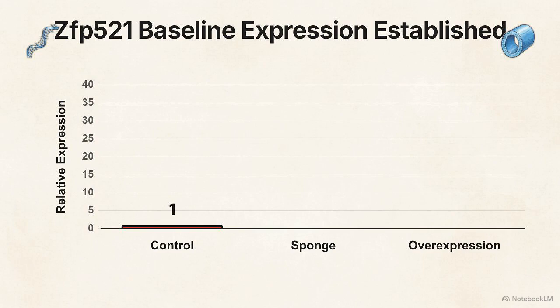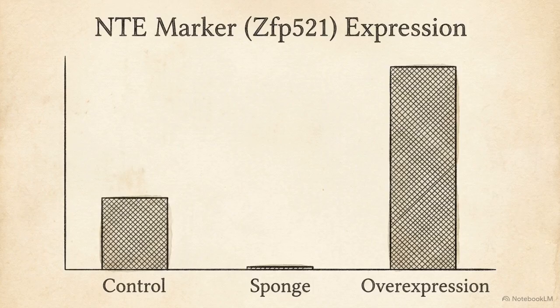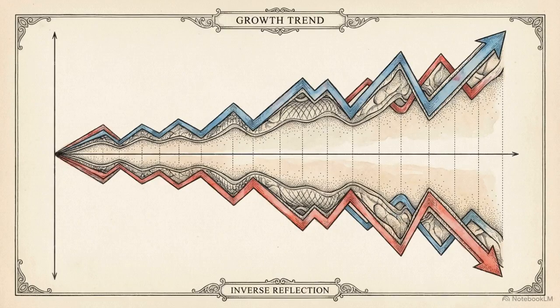When comparing the 3 conditions, a clear pattern emerges. Overexpressing microRNA 29B drastically spikes neural tube differentiation compared to the control. Conversely, the sponge condition, which strips the microRNA out of the environment, suppresses it. However, if we look at the alternative cellular fate, becoming a neural crest cell, the data flips.